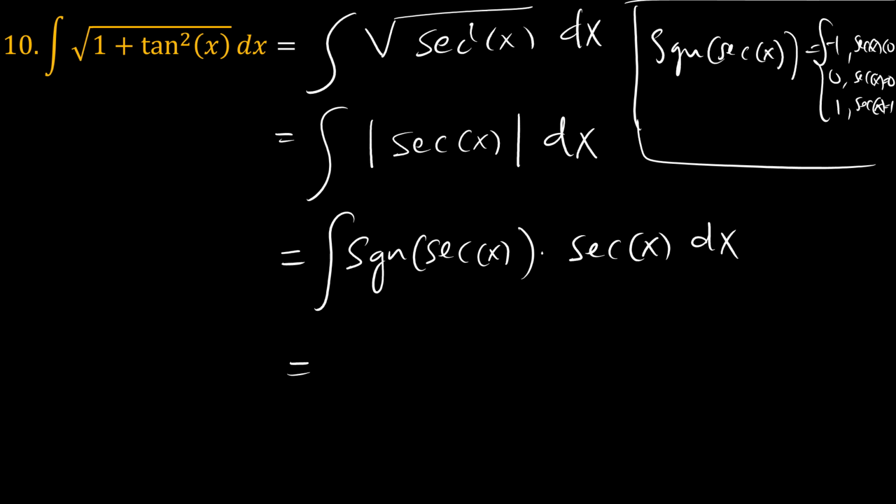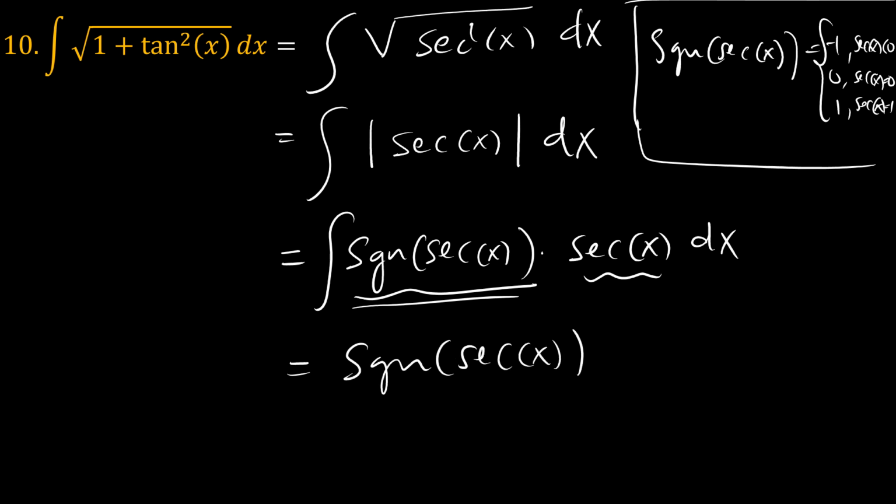So this is just going to be equal to the integral. In a way, this is a constant. So the integral of secant of x is just a well-known function, which is the natural logarithm of secant of x plus the tangent of x plus the integration constant. So that is that.